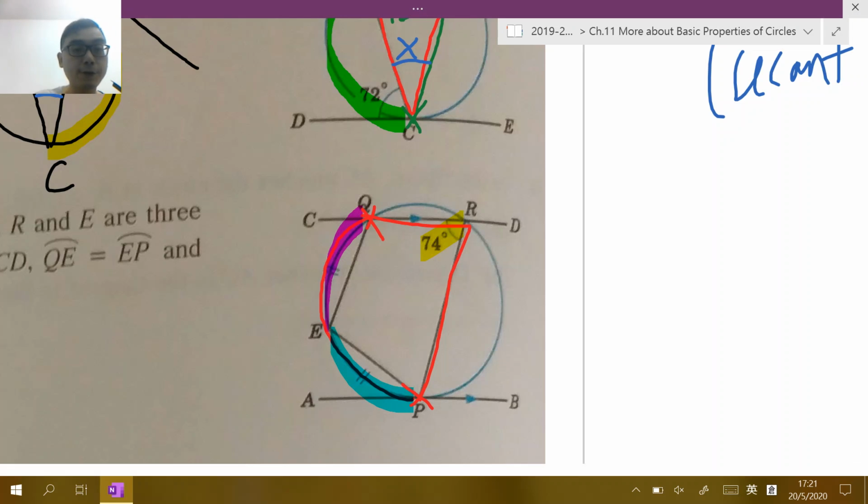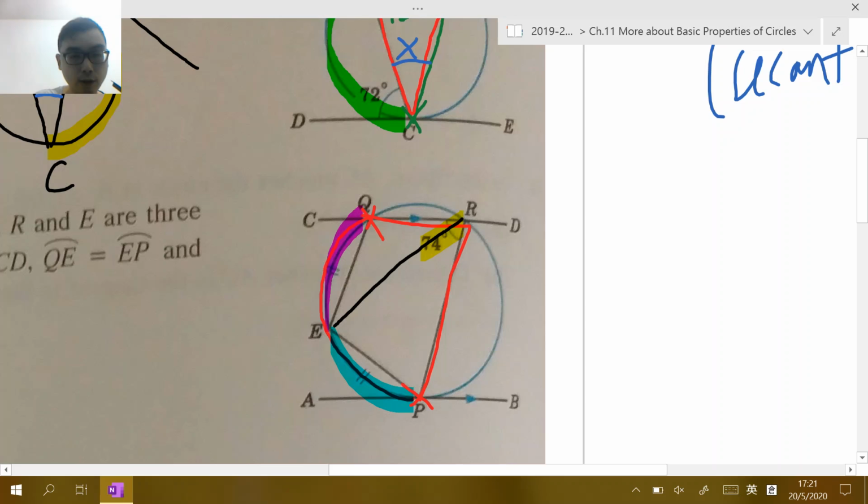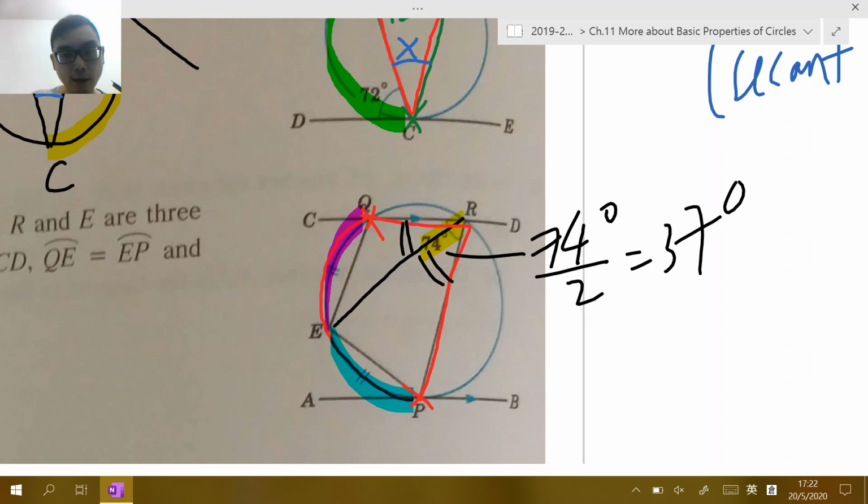That means that if you join a line to define the angle 74 using the point E, you will still have these two angles the same. We call this one equal arcs, equal angles. But the idea is just the same: because they have the same length of arc, the angle subtended should be the same size. That means you can easily get that this one is simply 37 degrees, by taking 74 degrees divided by 2, then you have the answer of the first part.